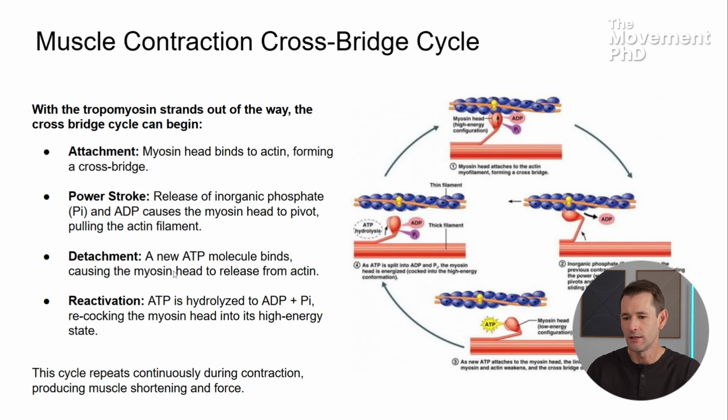Once that happens, it detaches and a new ATP binds, which causes the head to be released. ATP is hydrolyzed again to ADP plus Pi, and we recock the myosin head back to its high energy state. And then we start this whole loop again. So it repeats continuously during contraction, which produces that shortening force. So again, calcium, troponin changes tropomyosin, which allows the myosin head to bind to actin. The release of Pi causes the myosin head to pull that actin filament towards midline. We detach that. We get a new ATP on there, which is hydrolyzed into ADP plus Pi and sets the whole thing back to where it started, and we could start that whole thing all over again.